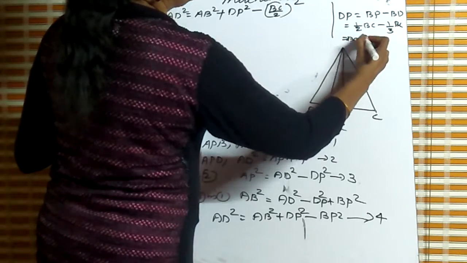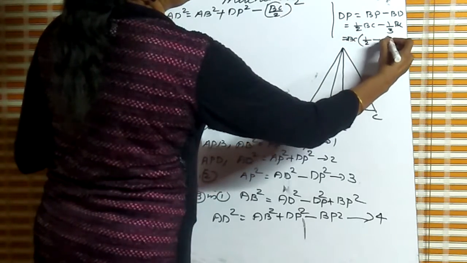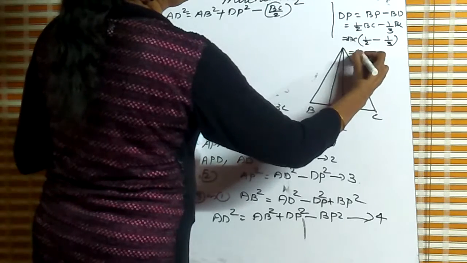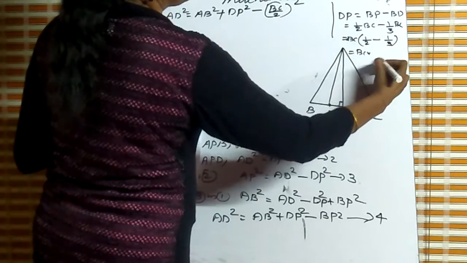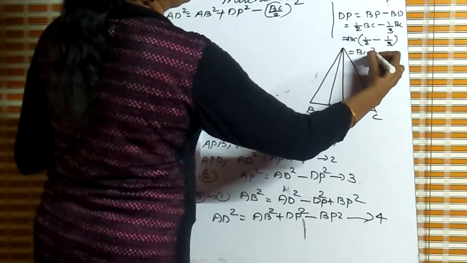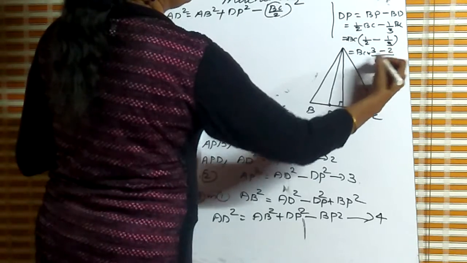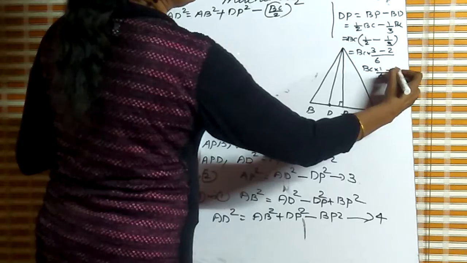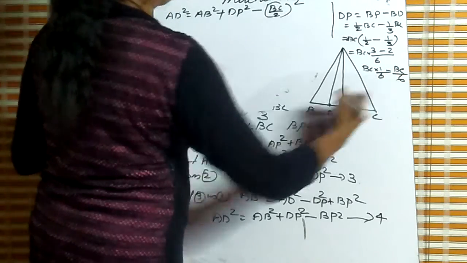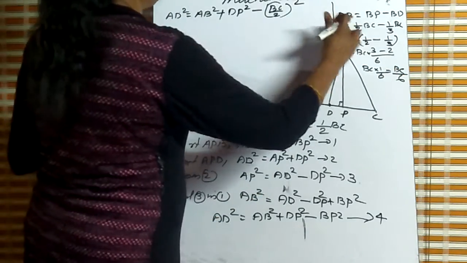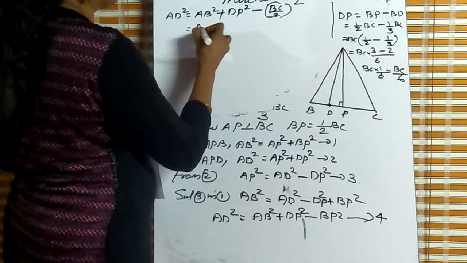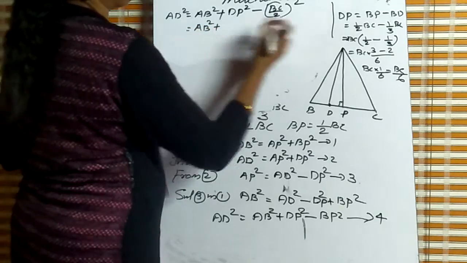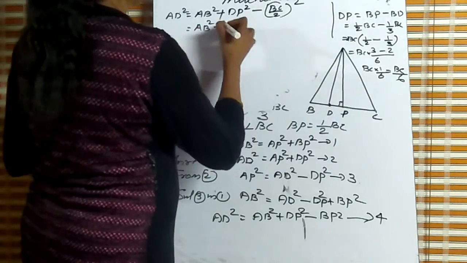BC common: BC into 1 by 2 minus 1 by 3 equals BC into, LCM 6, 3 by 6 minus 2 by 6, which is BC into 1 by 6. That is BC divided by 6, which is DP. Substitute the values: AB square plus DP, where DP is BC by 6.